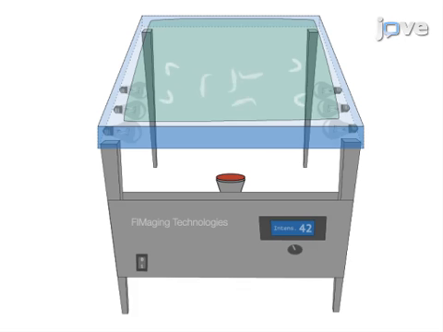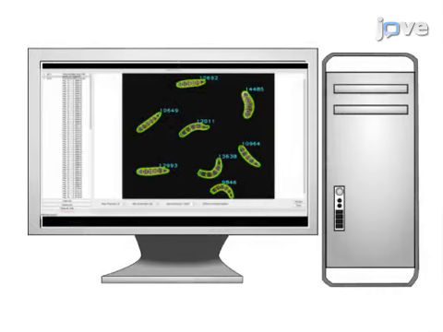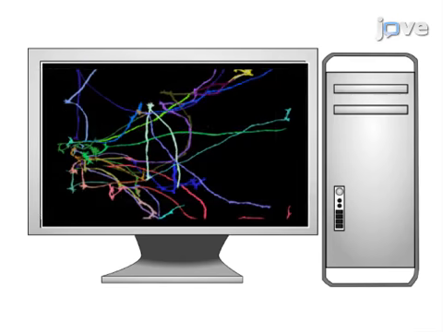Larvae of different genotypes are then placed on the surface, and crawling behavior in response to a heat gradient is recorded. The videos are then analyzed by the FIMtrack software, and data obtained are used to generate plots describing differences in larval locomotion patterns.